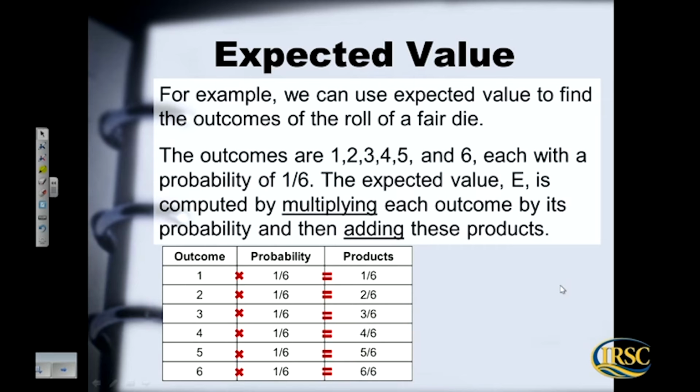Now the very last thing to do is to take this third column and add all these numbers together. So write a total at the bottom of that column. When you total it all up, you get 21 over 6. And at this point, you want to convert this to a decimal. So the expected value is 3.5.